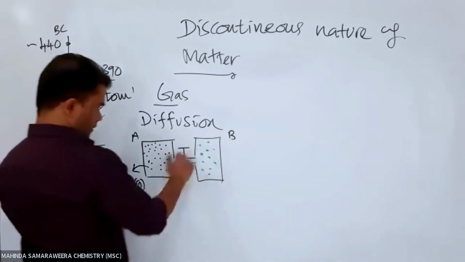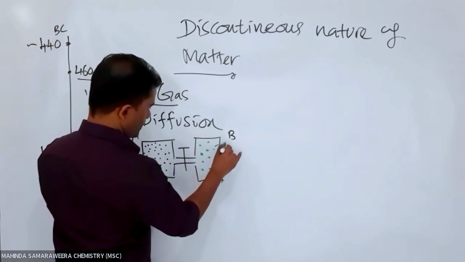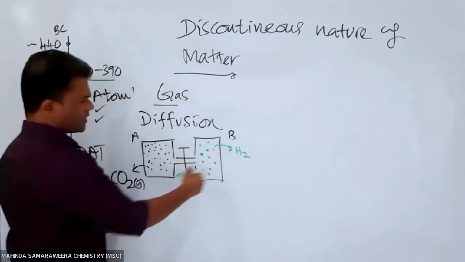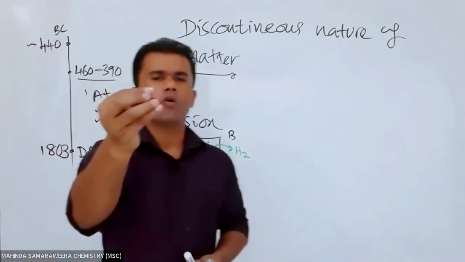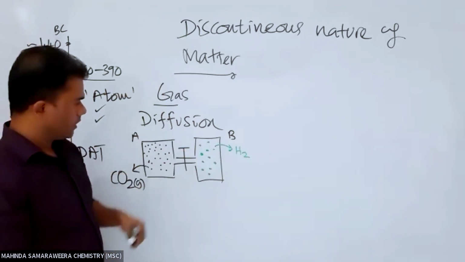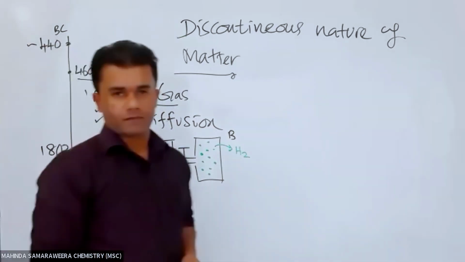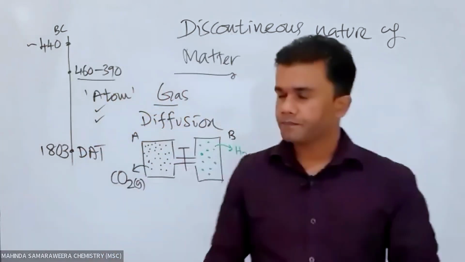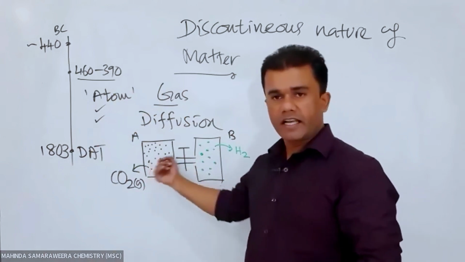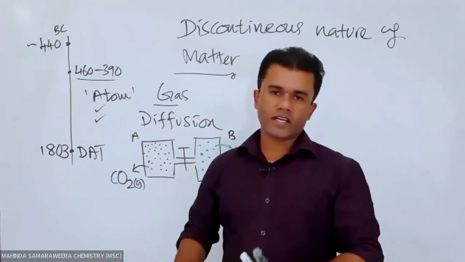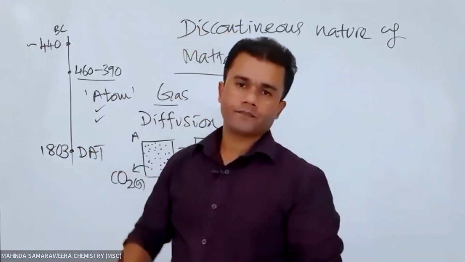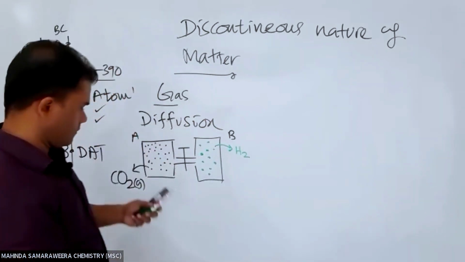This one is actually a different gas, let's say hydrogen gas, but here the concentration of hydrogen gas is quite low. A small number of hydrogen particles are available here, and a large number of carbon dioxide particles are available in the other vessel. Now the tap is closed, so there is a barrier. These particles cannot move here and there. Now what do I do? I open the tap, I open the valve.